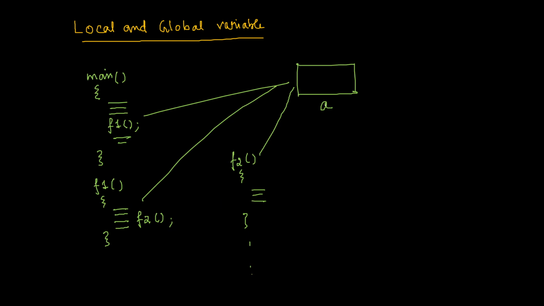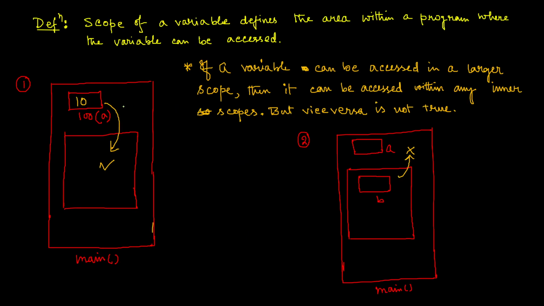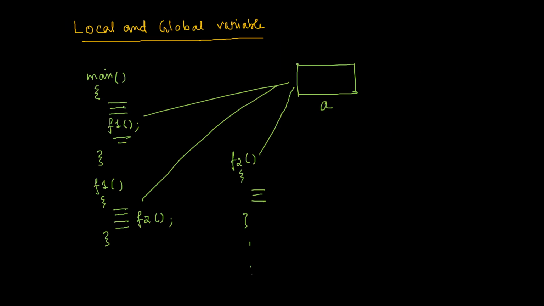Because if I declare the variable within the main function, the access of the variable will be limited within the main function only, because we have already seen that in scope. It will not be accessed in function f1 or f2. Same thing for f1 and f2. If I declare this variable A in f1, then the scope of the variable will be limited within f1 only, but not in main and f2.